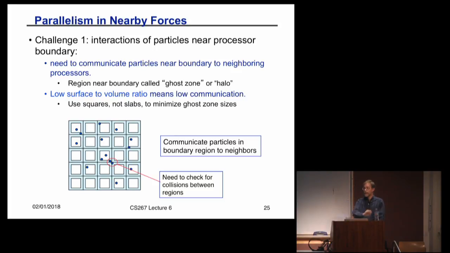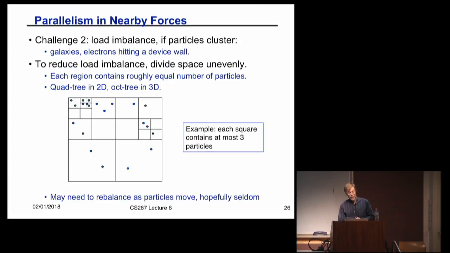So that's a perfectly natural thing to do when the particles are uniformly distributed, but that's not always the case. So what do you do when the particles are all clustered? I'm still going to use domain decomposition, but now I'm going to use different shaped domains. I'm going to have to divide space up in an uneven fashion. And the standard trick that people have used for this is something called quad trees in 2 dimensions and oct trees in 3 dimensions. I'll just draw the 2-dimensional case.